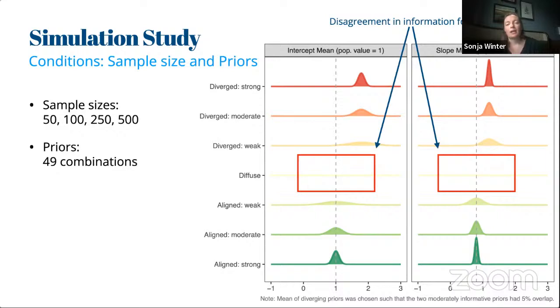And then finally, I also wanted to note that, as I said before, we can look at our diffuse prior as having disagreement in information as well, but we will have to see whether or not it makes a difference in this case.